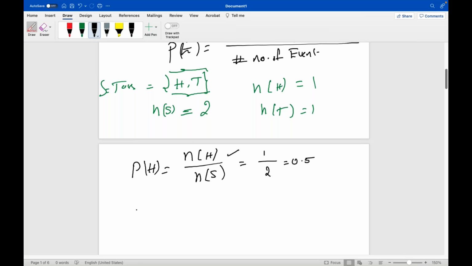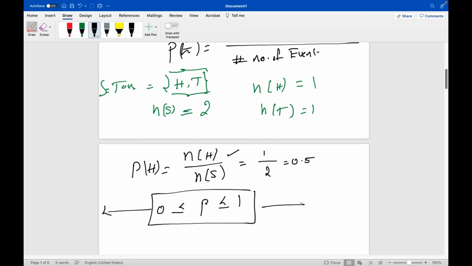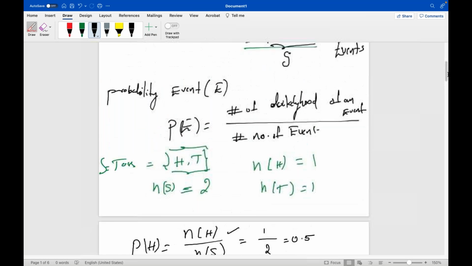Okay, so here we need to remember one thing: the probability of anything can be only between 0 and 1. The probability is not less than 0, and it is not more than 1. So if you are getting that kind of answer, then it's wrong. I hope you understood, right? The probability range can be between 0 to 1 only. Is it clear? Yes, sir.